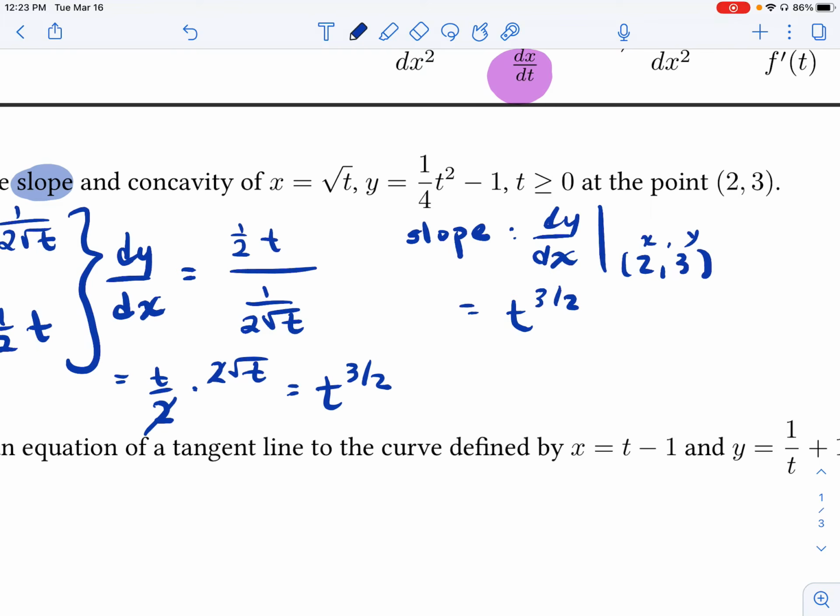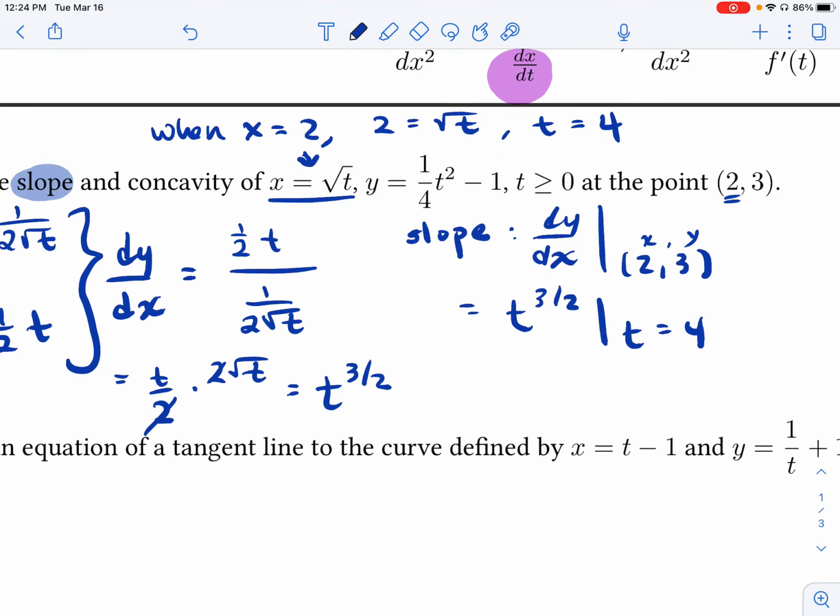When x is equal to 2, and it doesn't really matter which one you use, we're using this coordinate here. When x is equal to 2, what is t? Let's plug it in using this equation. 2 is equal to root t, which means that t is equal to 4. Again, for the rectangular equation, when x is equal to 2, y has to be just one other value, so it doesn't matter which one you use. So now we can evaluate our slope at the t value 4, and when we plug 4 into this, we should just get 8. So what we just found is our slope at the point 2, 3.